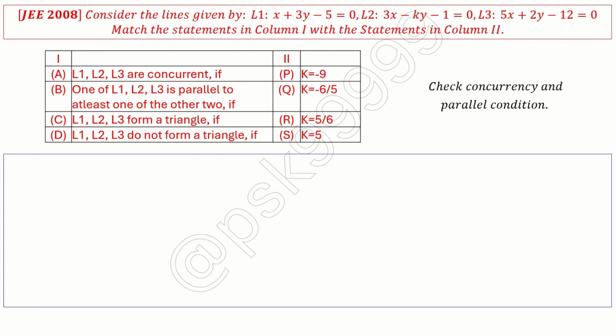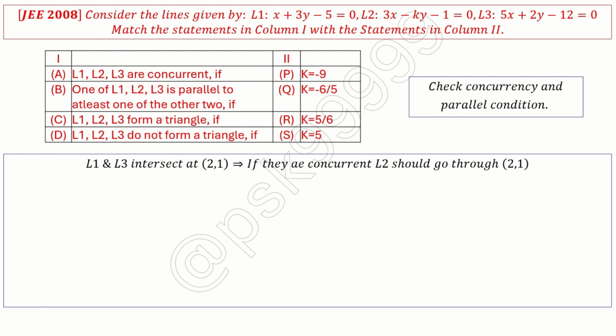First, let's check the concurrency. We know for concurrency, we need to just form a matrix and check that. Or first find out the point of intersection of the first two lines, which is x plus 3y minus 5, L1, and L3 basically, right? So the L1 and L3 point of intersection is 2, 1. If I substitute that in the second equation L2, which is 6 minus k minus 1 equal to 0, k is 5. So the concurrency condition is k equal to 5.